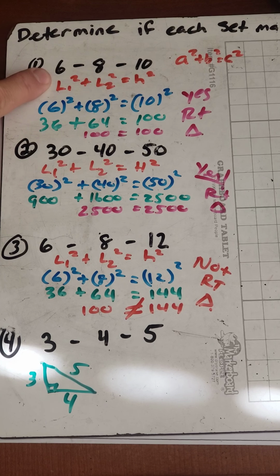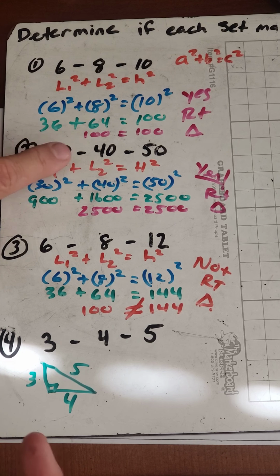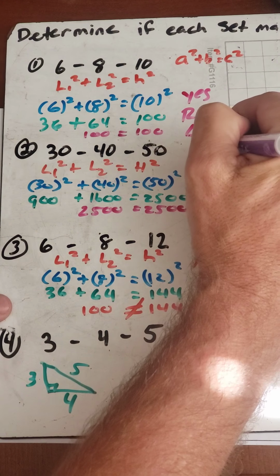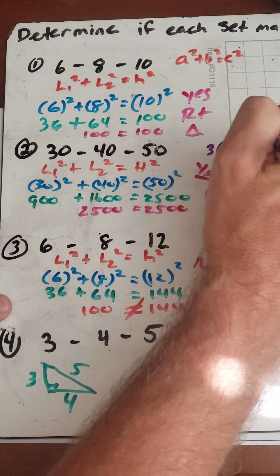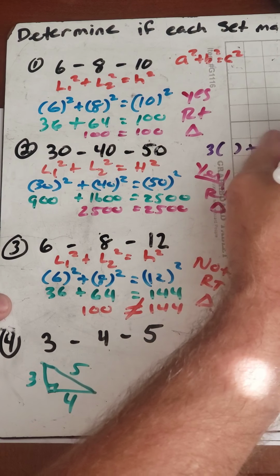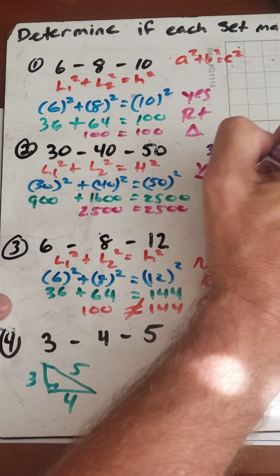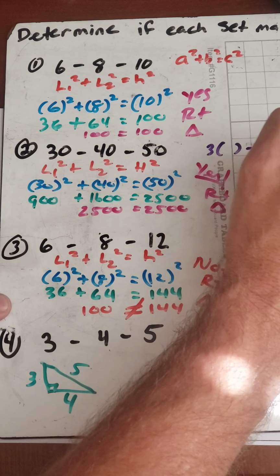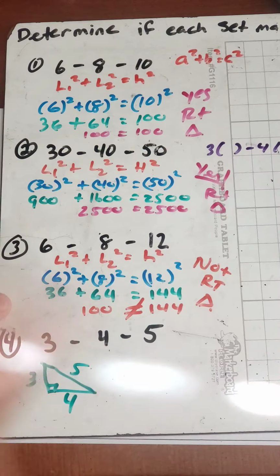This one is a 3, 4, 5. This one is a 3, 4, 5. So this is the easier one to see. It's not really a 3, 4, 5. It's a 30, 40, 50. So that's fine. It means that what I'm doing here is I'm saying 3 times what, 4 times what, and 5 times what.